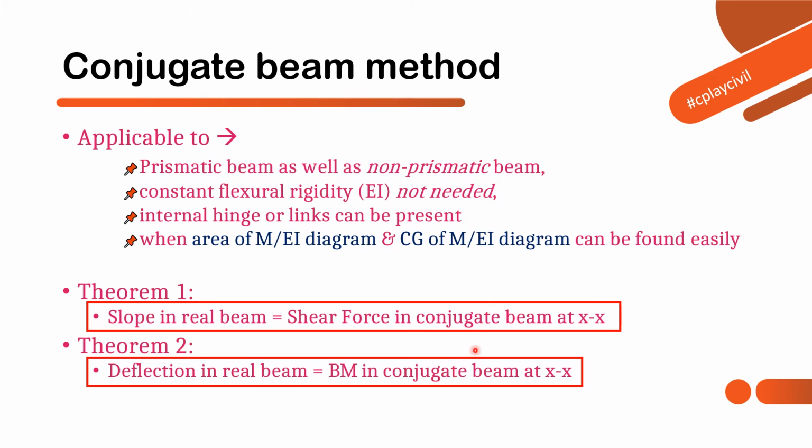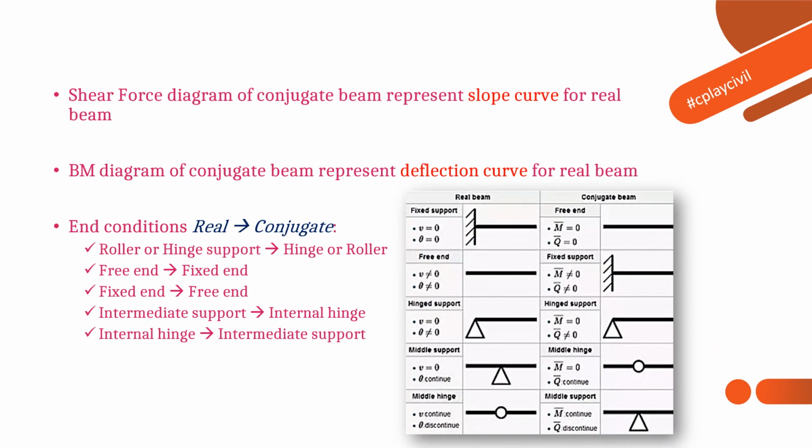Now let's see what a conjugate beam is, and how we have to transition the real beam to the conjugate beam. Let's see these 2 points before moving to real to conjugate end conditions. Shear force diagram of conjugate beam represents the slope curve for the real beam. This point is similar to the first theorem. And the second point is the bending moment diagram of conjugate beam represents the deflection curve. So deflection in real beam is equal to bending moment in the conjugate beam at that section. In the same way, we have the bending moment diagram of conjugate beam representing the deflection curve for the real beam. So these 2 points have to be noted.